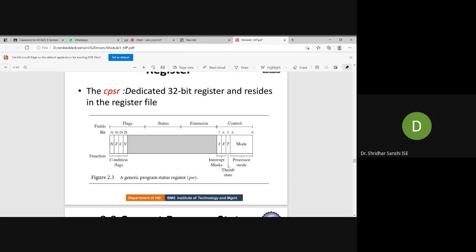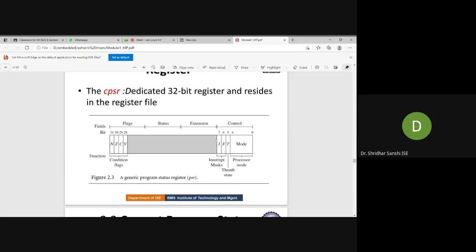What do you mean by processor state? It is about the instruction set. If it is 0, it will be ARM. If it is 1, then it will be thumb. And if T is 0 and J is equal to 1, then it will be Jazelle. Exactly. So the ARM processor supports 3 instruction sets: the ARM instruction set, the thumb instruction set, and the Jazelle instruction set.